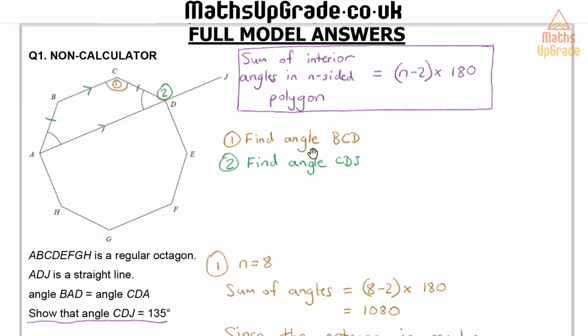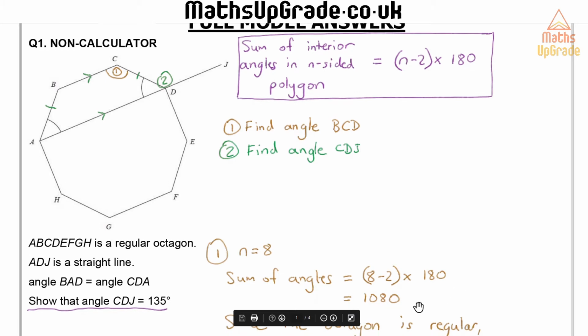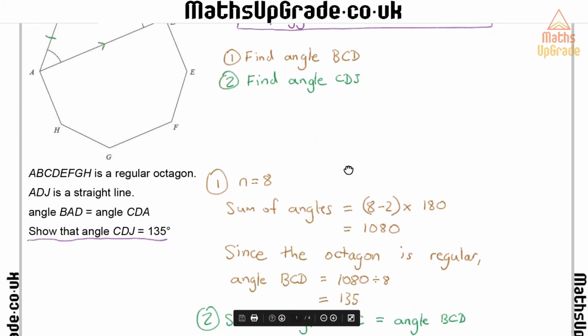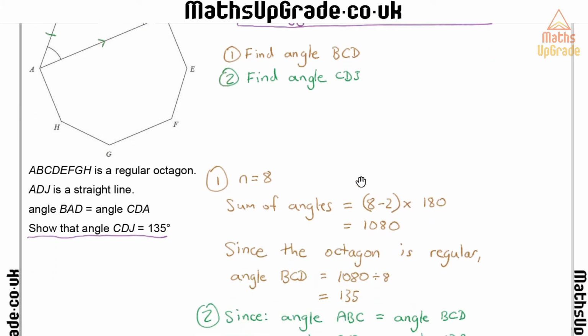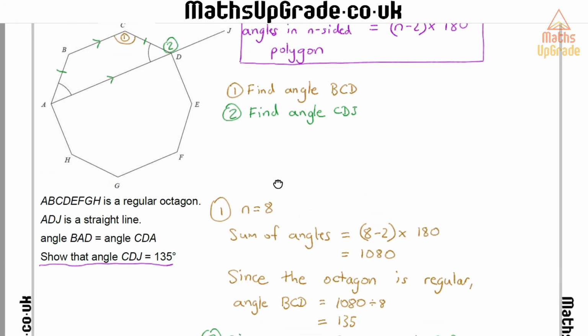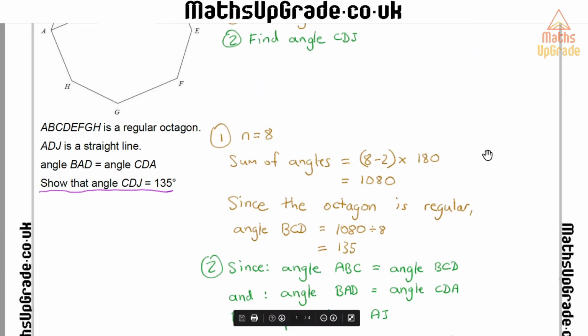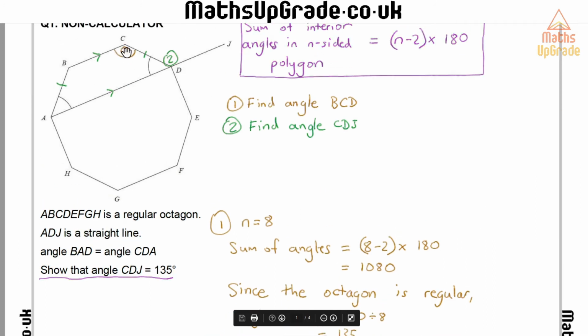Okay, so to find angle BCD, this angle here which I've labelled as 1, you need to remember that the number of sides in an octagon is 8. So the sum of angles is going to be 8 minus 2 times 180, which is 1080. So 1080 is the sum of angles. Now, since it's a regular octagon, all the angles are equal. So that angle BCD is going to be 1080 divided by 8, which is 135. So I've found the angle there, that is 135.